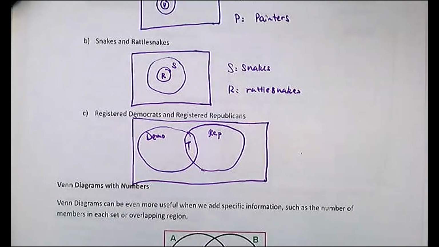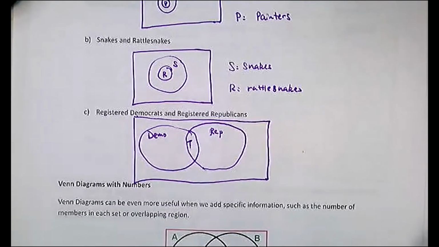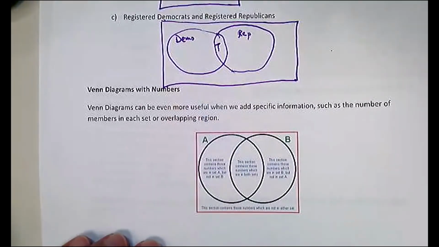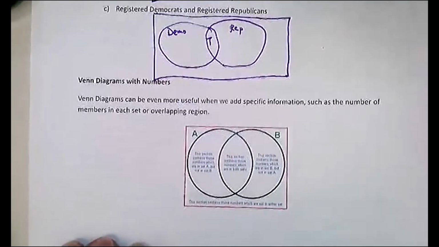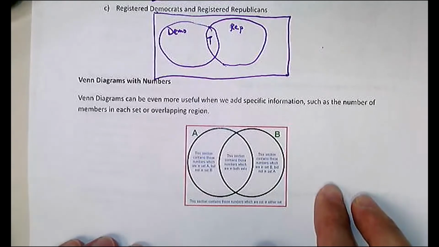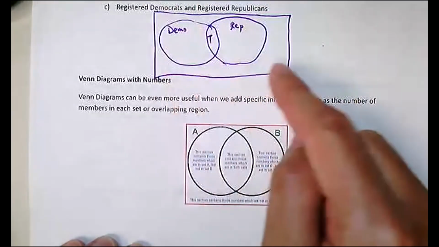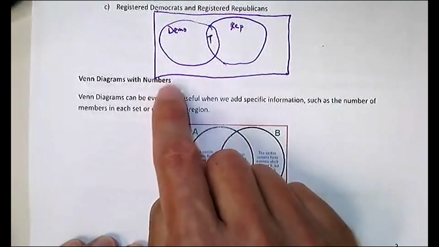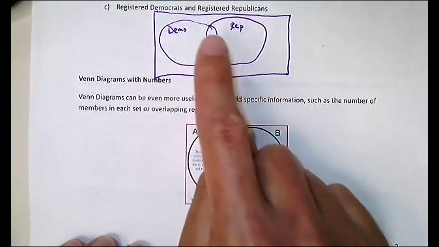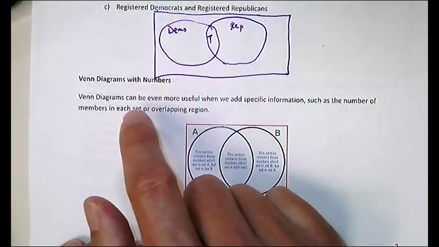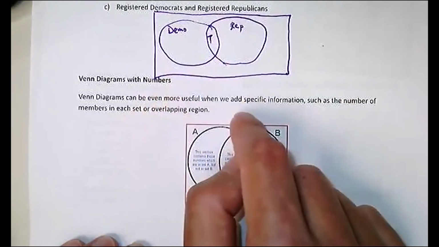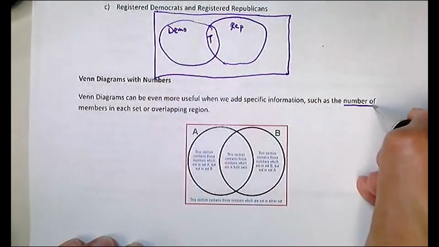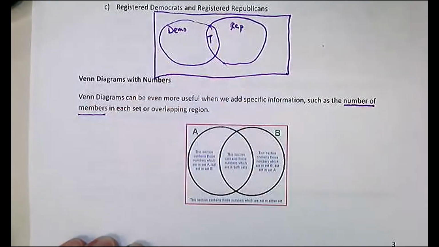Okay, so let's turn to Venn diagrams with members. So once we have those pictures, we are adding numbers to give more information about the underlying meaning of those graphs. So we can add information such as number of members.